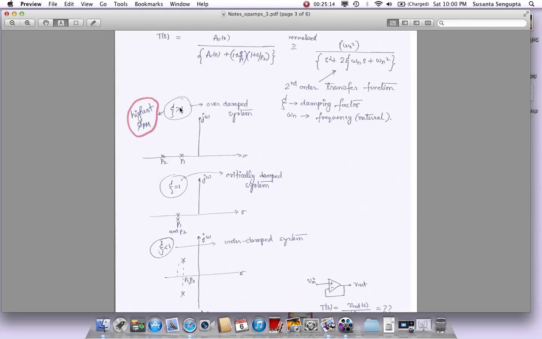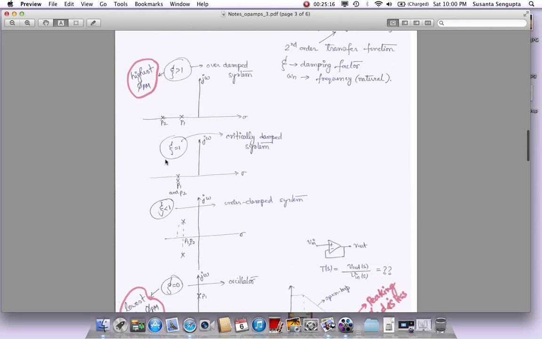Then, as you know from root locus theory, if these poles move towards each other, as they come closer, at zeta equal to 1 they will be right on top of each other. P1 will be equal to P2. This is the condition which we call the critically damped system. That means both the poles are equal.